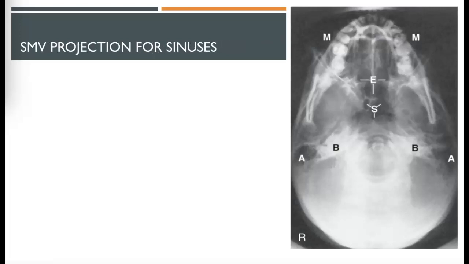And then we have the SMV projection. The centrally located sphenoid sinuses are anterior to the foramen magnum. The multiple clusters of the ethmoid air cells extend to each side of the nasal septum. And then usually the teeth will obscure the maxillary sinus in the SMV projection.